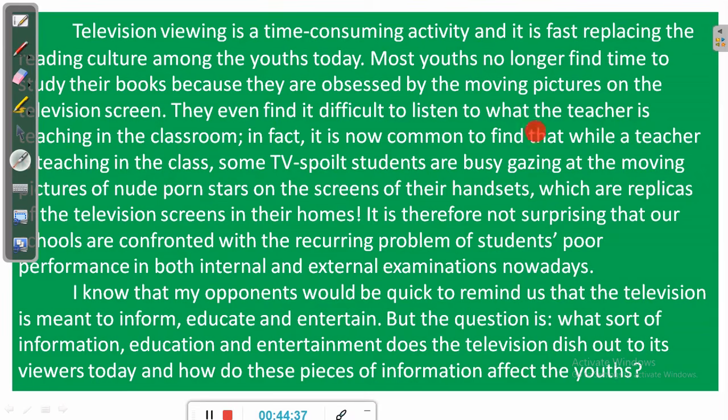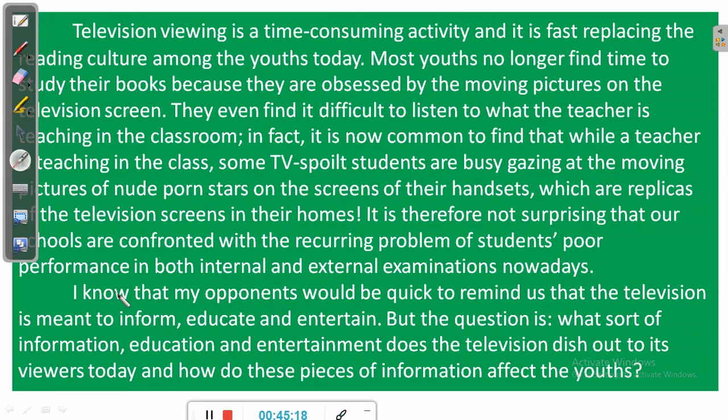In fact, it is now common to find that while a teacher is teaching in the class, some TV-spoiled students are busy gazing at the moving pictures of nude porn stars on the screens of their handsets, which are replicas of the television screens in their homes. It is therefore not surprising that our schools are confronted with the recurring problem of students' poor performance in both internal and external examinations nowadays.